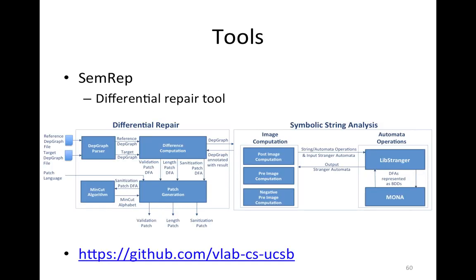I'll jump this a little bit. So this is the tool SimRep. This is available in GitHub on VLAB CS CCSP. The tool is available. The LibStranger is available.